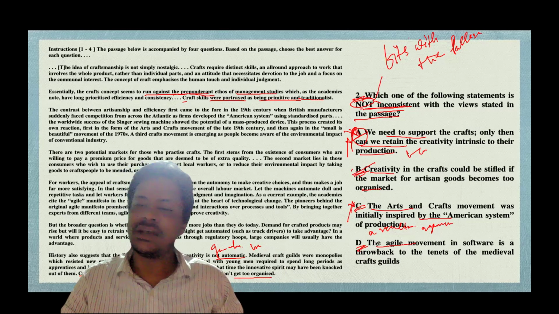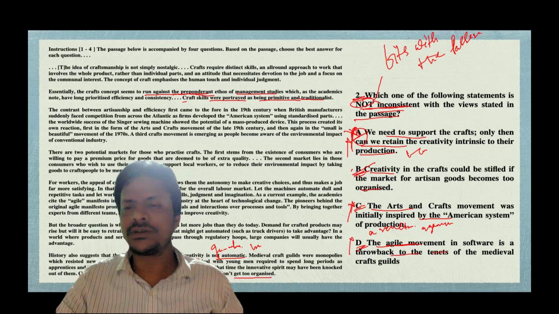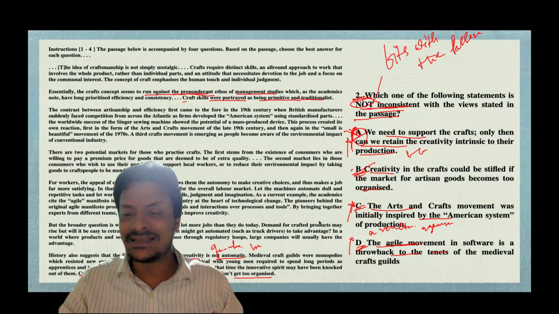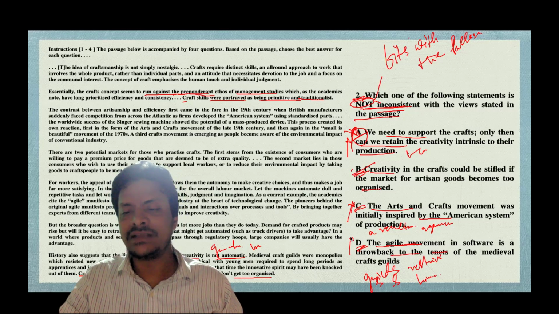Next, D says the agile movement in software is a throwback to the beliefs of the medieval craft guilds. This is even wrong. Why? Because the passage compares agile to creativity and teamwork in modern times, not to medieval guilds, isn't it? In fact, guilds were shown as restrictive, and even hierarchical. So that would be opposite to agile. Therefore, D is inconsistent.